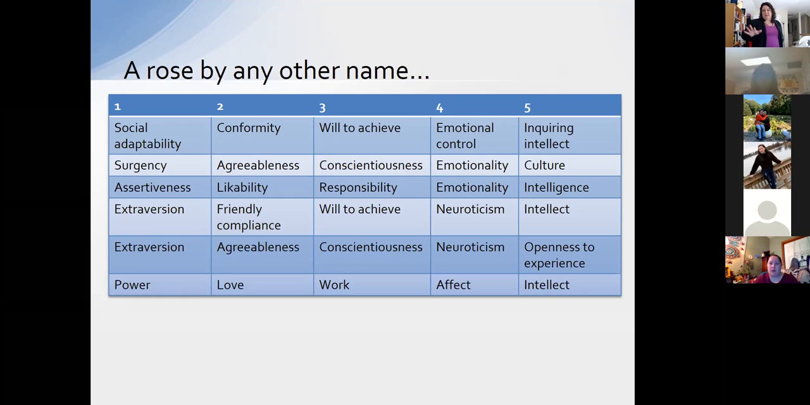And then here's where we get to, when we look at openness to experience, we see very different terms, right? So some people will just call it intelligence or intellect or inquiring intellect. Some people will call it culture. So this is the one that people agree the least about.